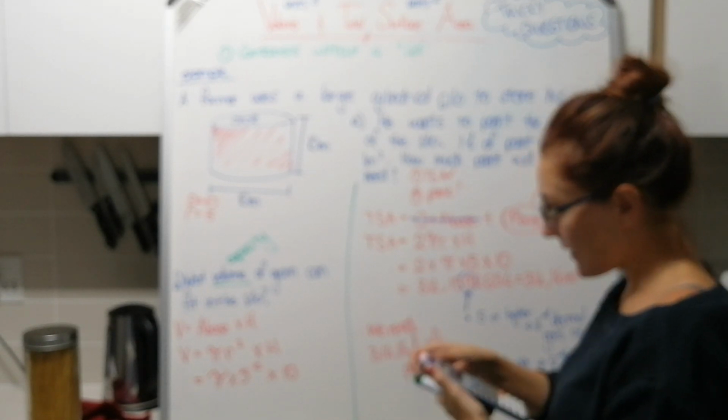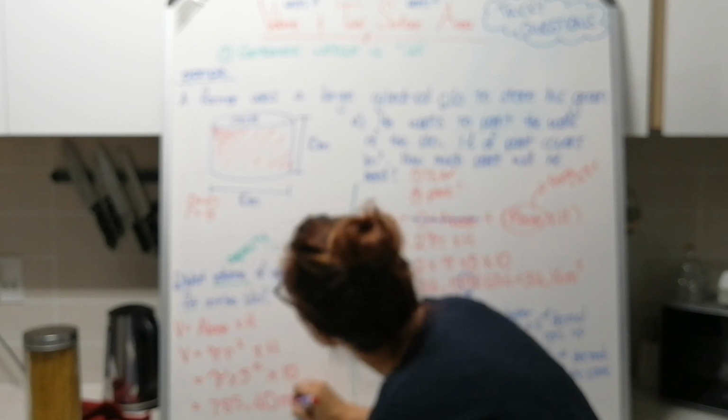Okay, and we get 785,40 meters cubed. Remember, volume is measured in units cubed. So we can fit 785,4 meters cubed of grain in this cylinder. Okay, so that's it. That's the first tricky type of question.